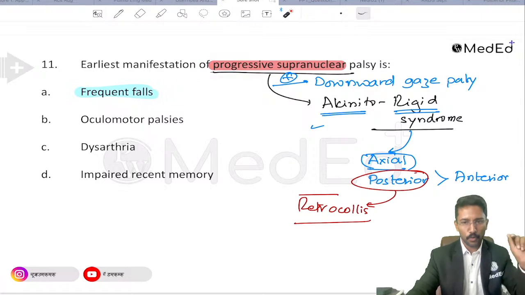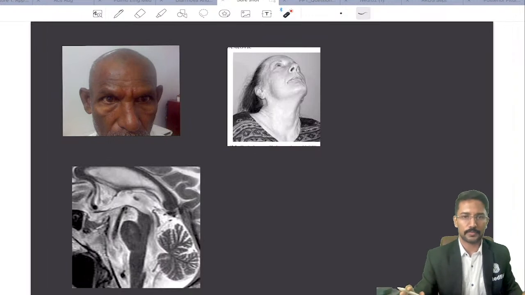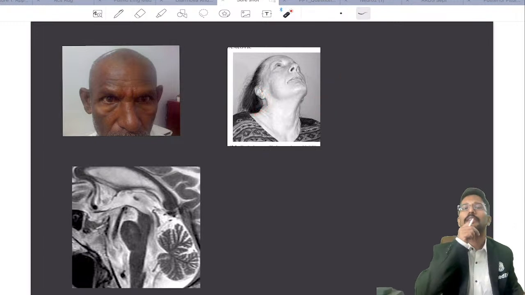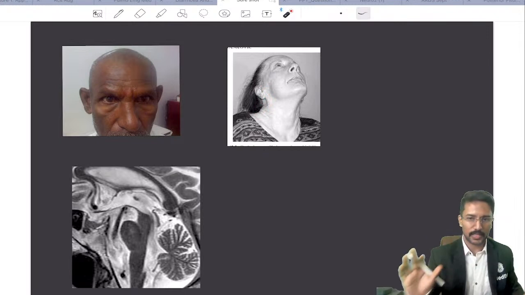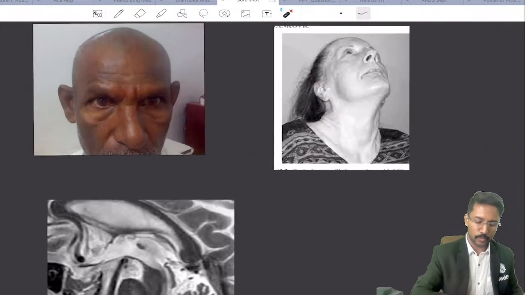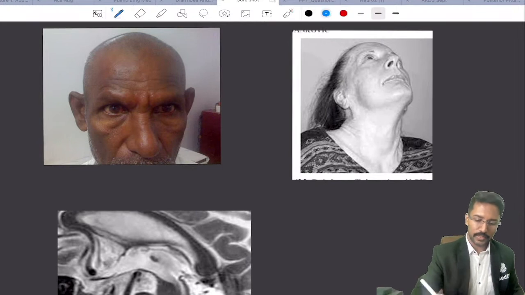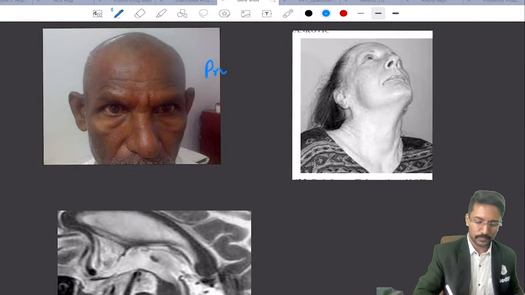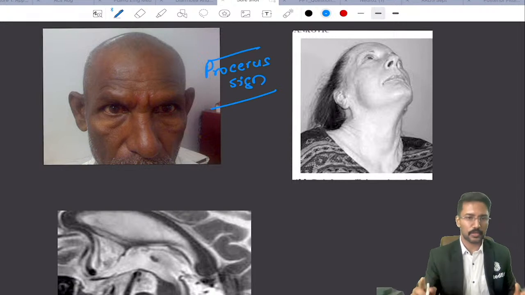Okay. Now, before we move forward, I want you to see three images which can be image-based questions. This is a case of progressive supranuclear palsy, and you can see that this patient has developed retrocollis, right? Neck is extended. Okay, that image you should be aware of. And then in progressive supranuclear palsy, you get a sign called the procerus sign. You know there are two frontal ridges here. This presence is called the procerus sign. This is also seen in patients with progressive supranuclear palsy.